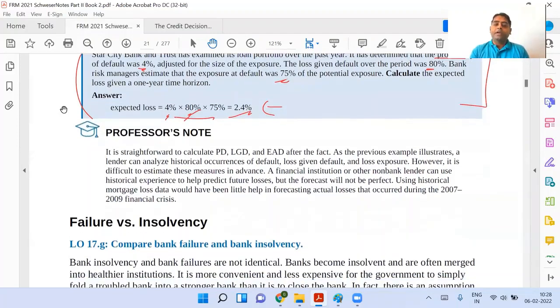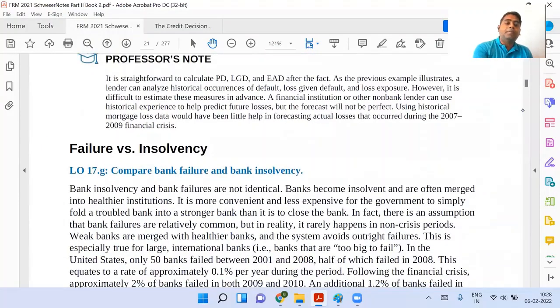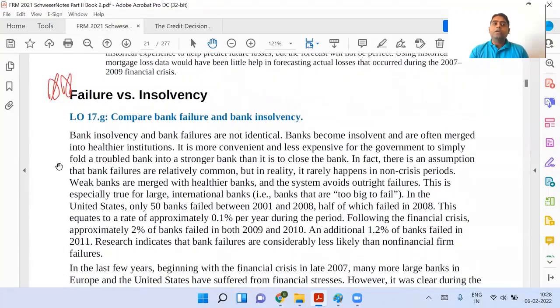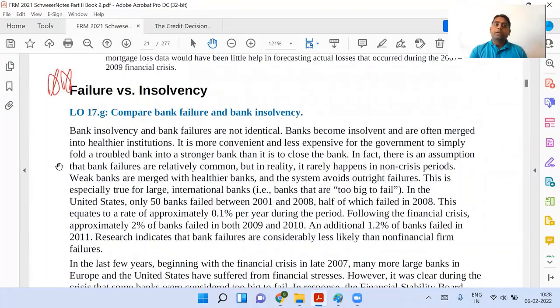Moving towards failure versus insolvency, this is an important part. Mark it as double star for your exam. What they're trying to tell you is that when a bank fails or is insolvent, these are two different terms. They've given you an example also in the initial part. So if you look at this, till this section, I want everybody to read this part.